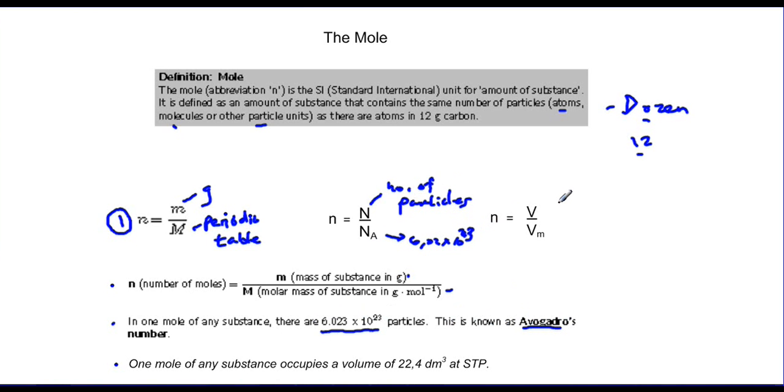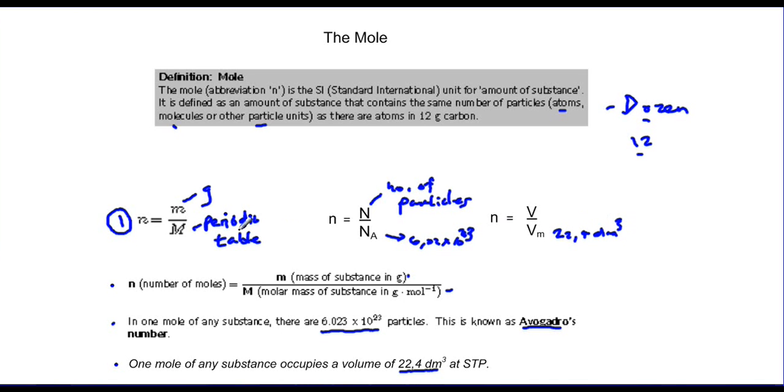Okay, and the third way in which you can calculate moles is: number of moles is equal to actual volume over molar volume. So here we're working with volume, and the rule is 1 mole of any substance occupies 22,4 dm cube of volume at STP. So your molar volume will always be 22,4 dm cube.